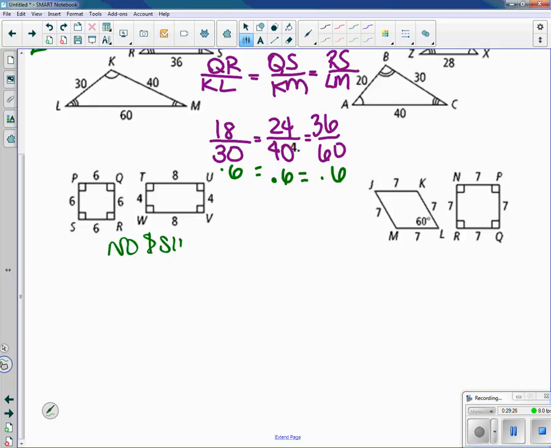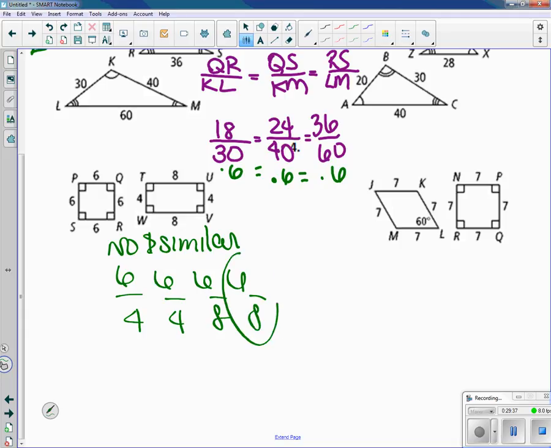Now, if you did this, you would have seen that all the tops were 6, and the bottoms were 4, 4, 8, 8. This cannot equal that. Is everybody with me? All right. Now, are these similar? Yes or no? Why not?